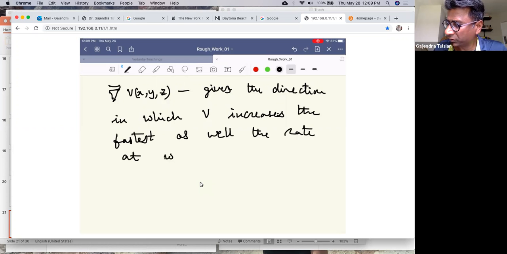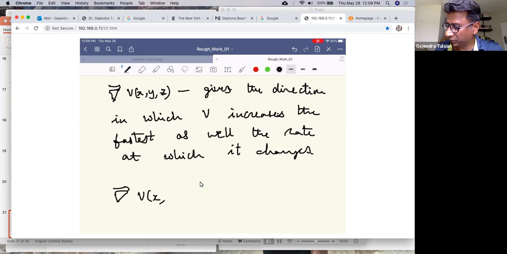At which it changes, okay? So since the gradient is a derivative, this tells you the direction in which it's increasing the fastest and at what rate it is increasing. Since this is a spatial derivative, it gives you the rate of change of voltage per meter. Okay, so the units would be volts per meter. Now let's do an example.